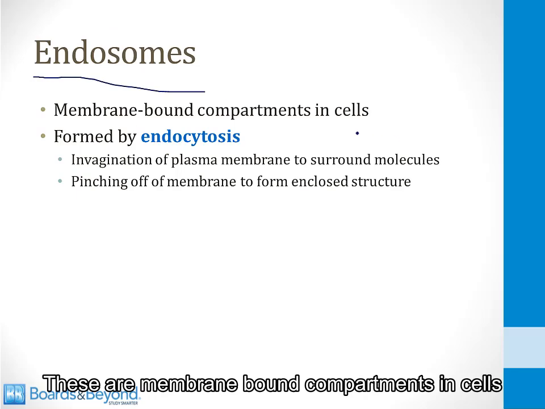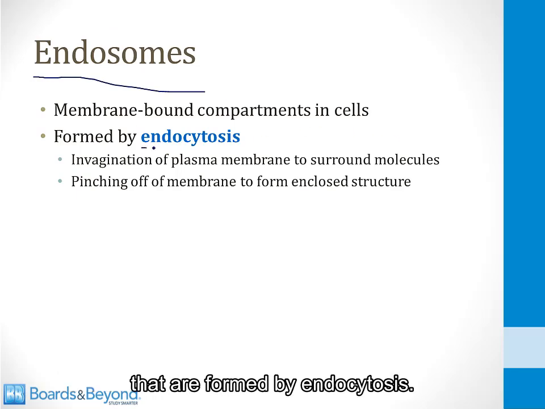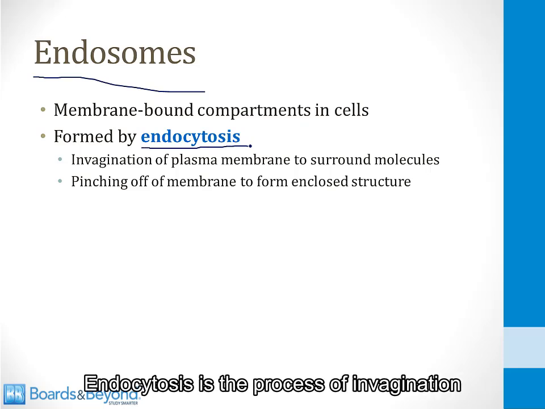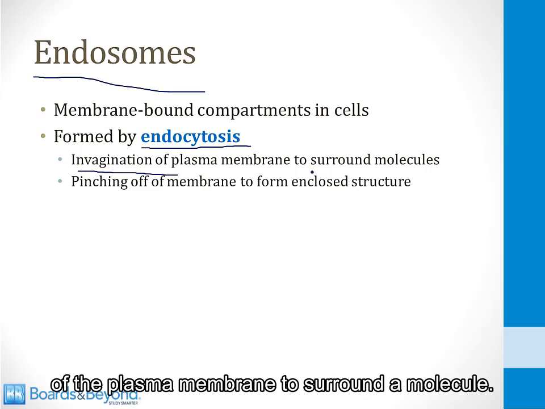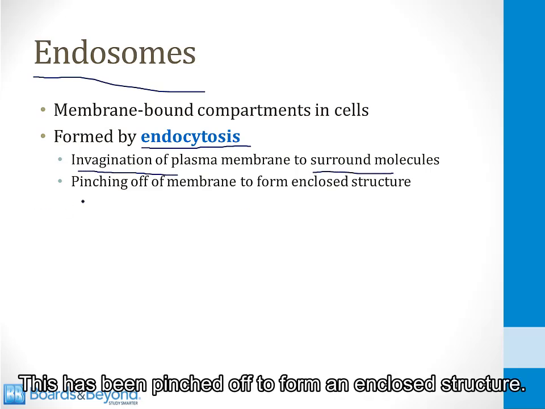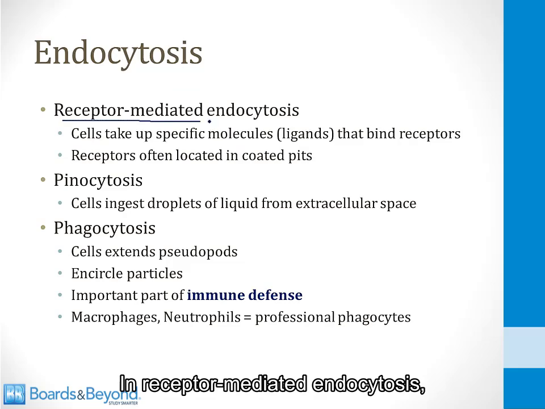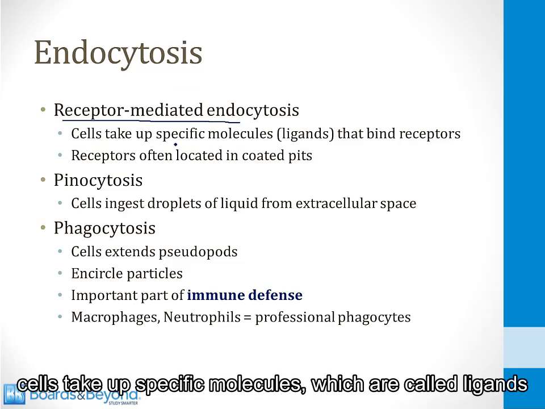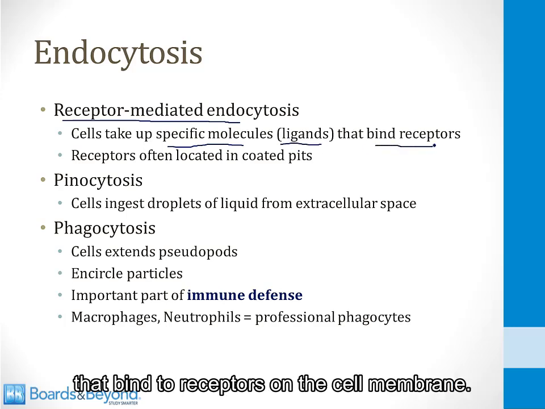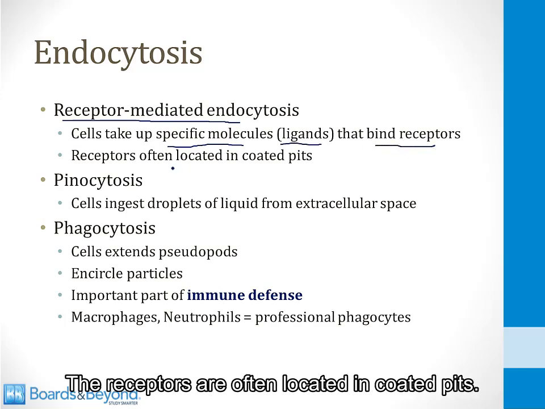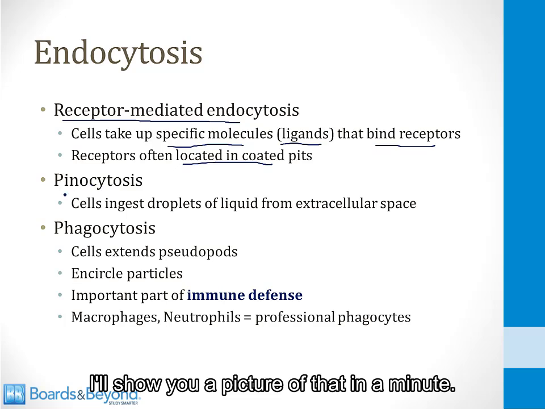These are membrane-bound compartments in cells that are formed by endocytosis. Endocytosis is the process of invagination of the plasma membrane to surround a molecule. This is then pinched off to form an enclosed structure. There are 3 types of endocytosis. In receptor-mediated endocytosis, cells take up specific molecules, which are called ligands, that bind to receptors on the cell membrane. The receptors are often located in coated pits. I'll show you a picture of that in a minute.